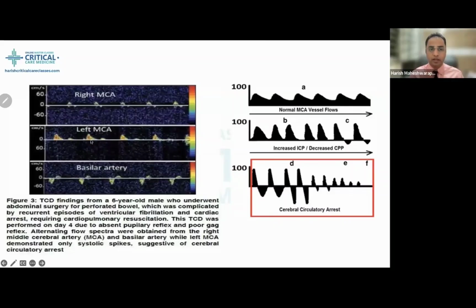This is the basilar artery, the left MCA, and the right MCA. There is no appearance of diastolic waves here. Somewhere it is reversed also. Here there is no reversal, but almost flattening above the diastole in the left MCA.